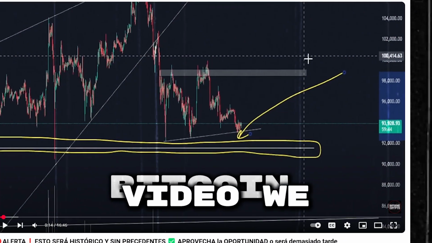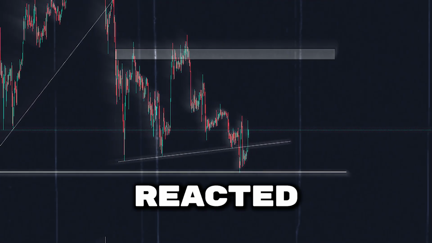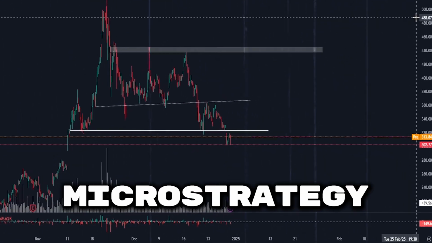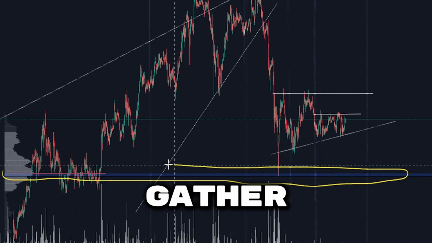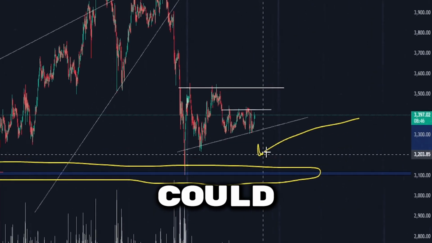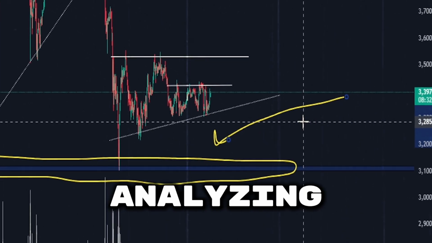In yesterday's video, we talked about the importance of this key zone for Bitcoin, and look at how the price has reacted. Does this mean we're out of danger? Meanwhile, MicroStrategy has entered what appears to be a trap zone. Is this trap confirmed? What insights can we gather from this high-volume node on Ethereum? And why could this information be crucial today for understanding how the markets will move? All of this is what we'll be analyzing in today's video.